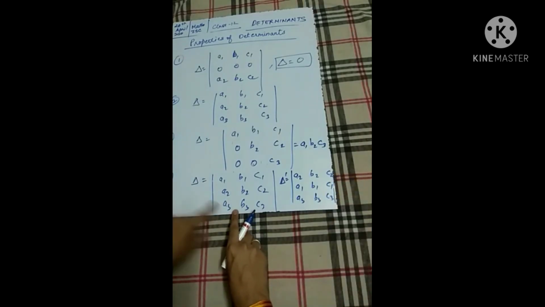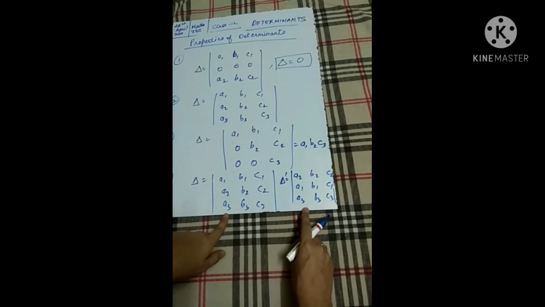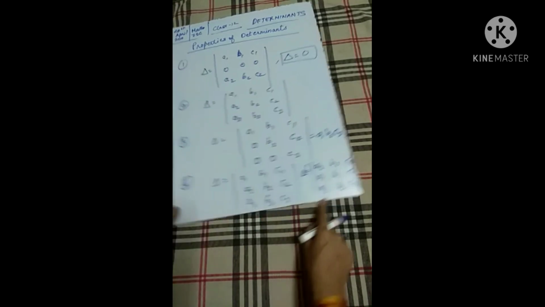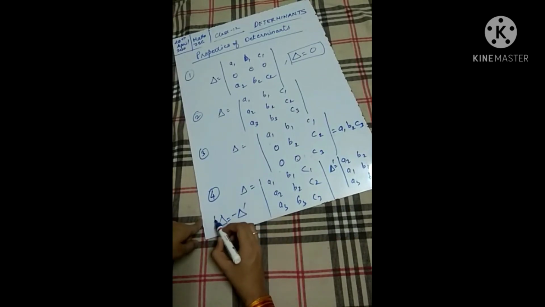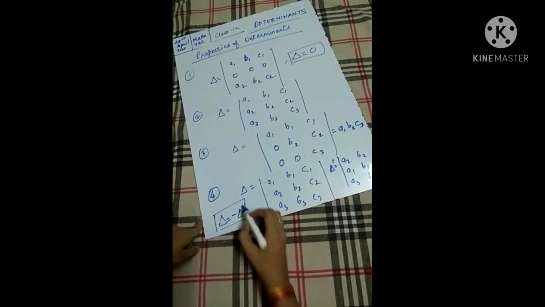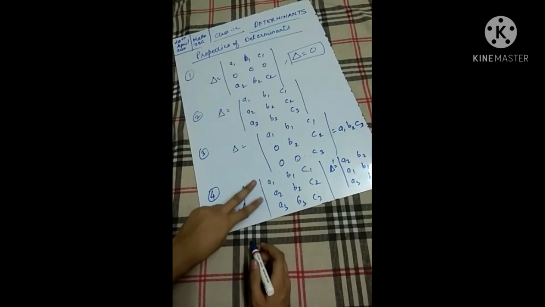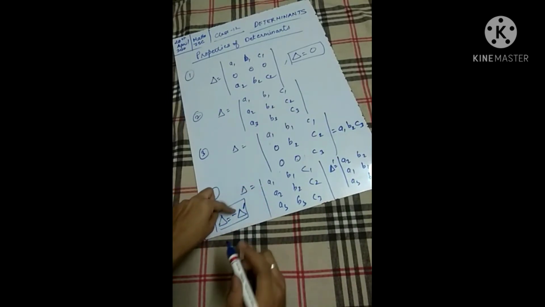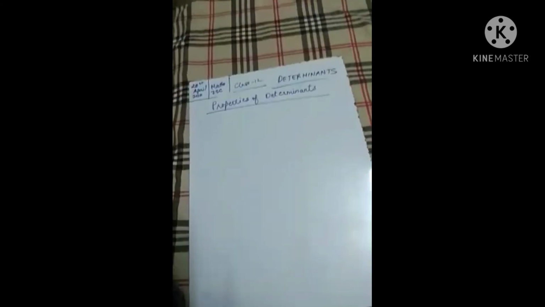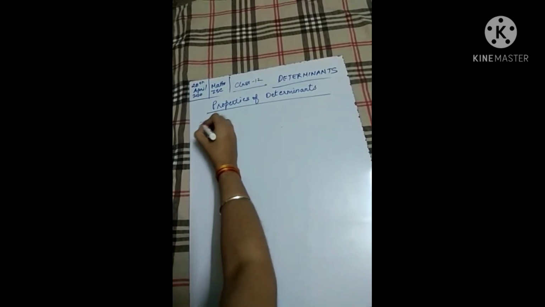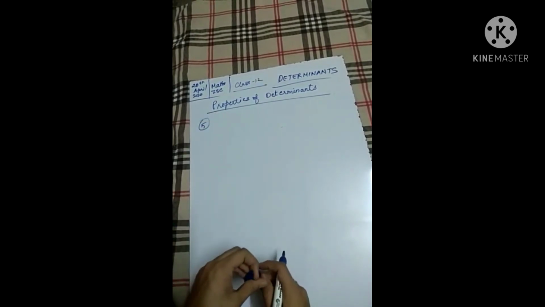Then the value of this and this will be the same, but the only difference will be of minus. That means your determinant will be minus of del. This is the property: if you interchange any row or any column, then the value changes by the negative sign only. This is the fourth property. Okay, what does the fifth property say?